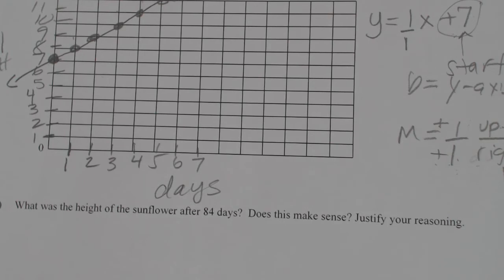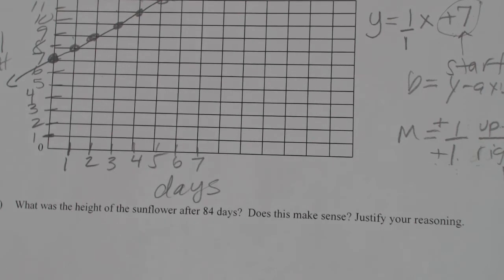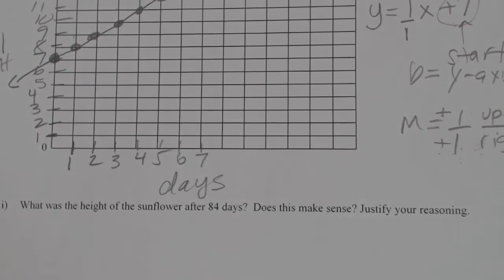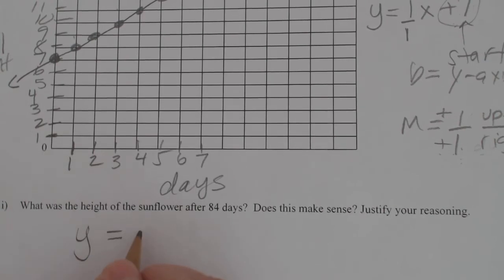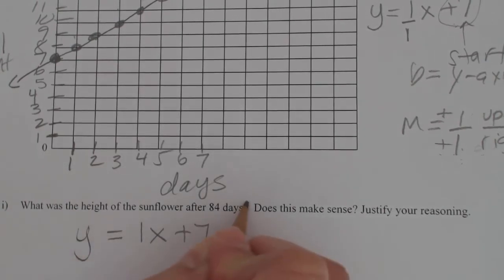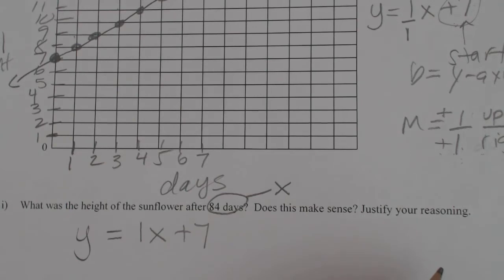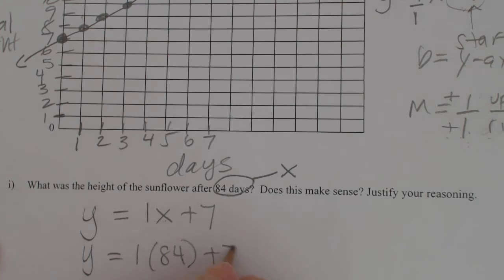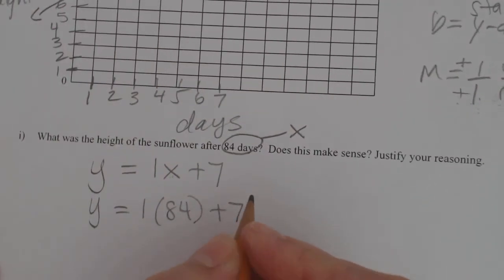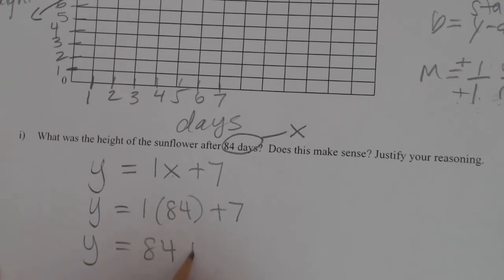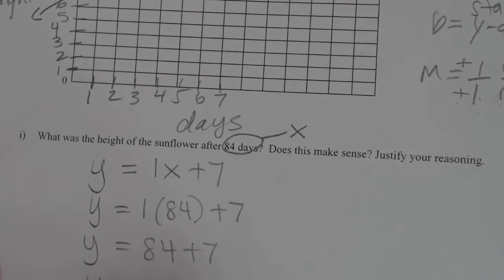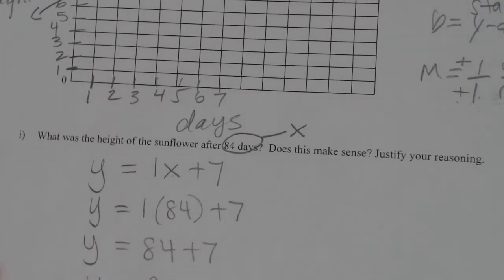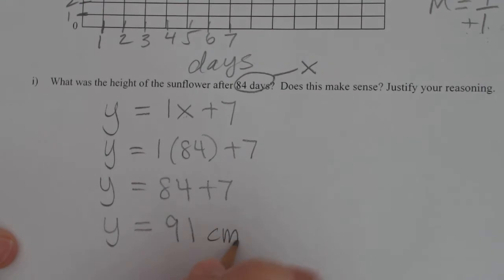Last question. What was the height of the sunflower after 84 days? Wow. Does this make sense? Justify your reasoning. 84 days. All right, so what we have to do is write down our equation. Remember, days is our x value. So where our x value is, you're going to be using substitution. 1 times 84 plus 7. y equals 84 plus 7. y equals 84 plus 7 is going to be 91. There we go. So 91 centimeters.